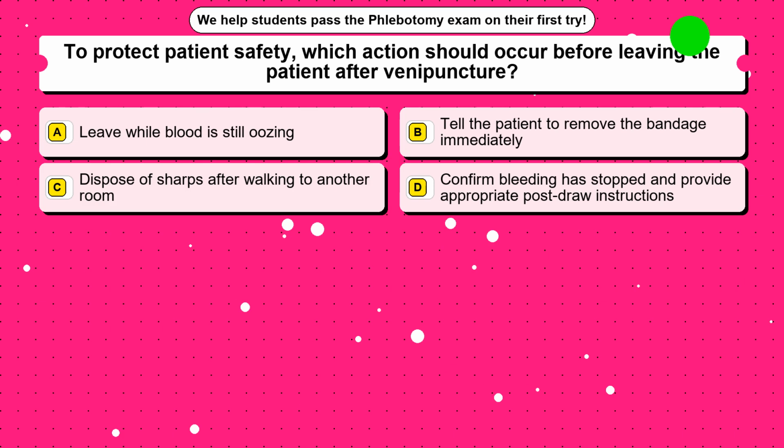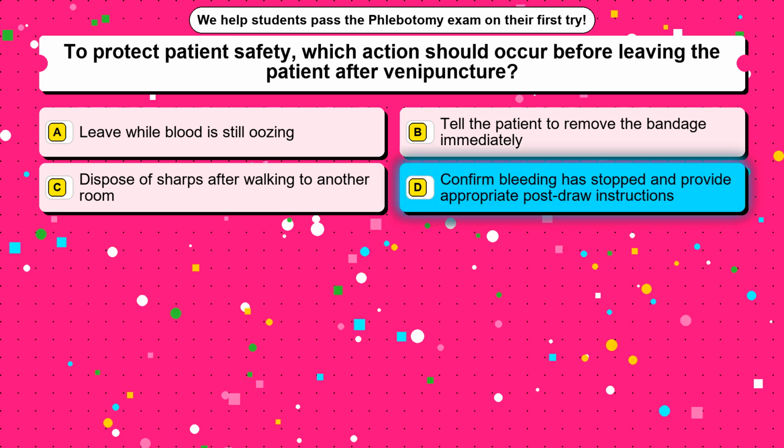Question 100. To protect patient safety, which action should occur before leaving the patient after venipuncture? Option A. Leave while blood is still oozing. Option B. Tell the patient to remove the bandage immediately. Option C. Dispose of sharps after walking to another room. Option D. Confirm bleeding has stopped and provide appropriate post-draw instructions.